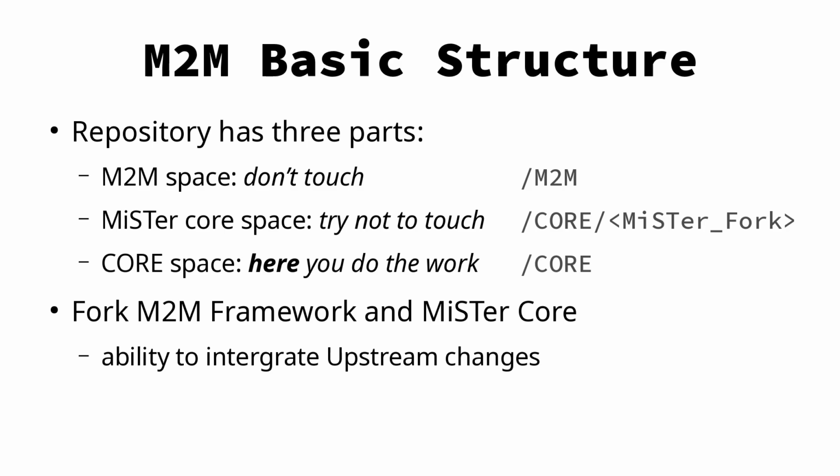The second part is the core, which you will find in the core directory. Here you will be doing most of the work, adapting the MiSTer core to the MEGA65 hardware through the M2M framework. The third part is your fork of the MiSTer core, and it will be placed in a subdirectory of the core directory. You should keep changes to the MiSTer core at a minimum, so you can easily incorporate upstream changes. But sometimes you have to change something in the core because Vivado does things a little bit different than Quartus does.